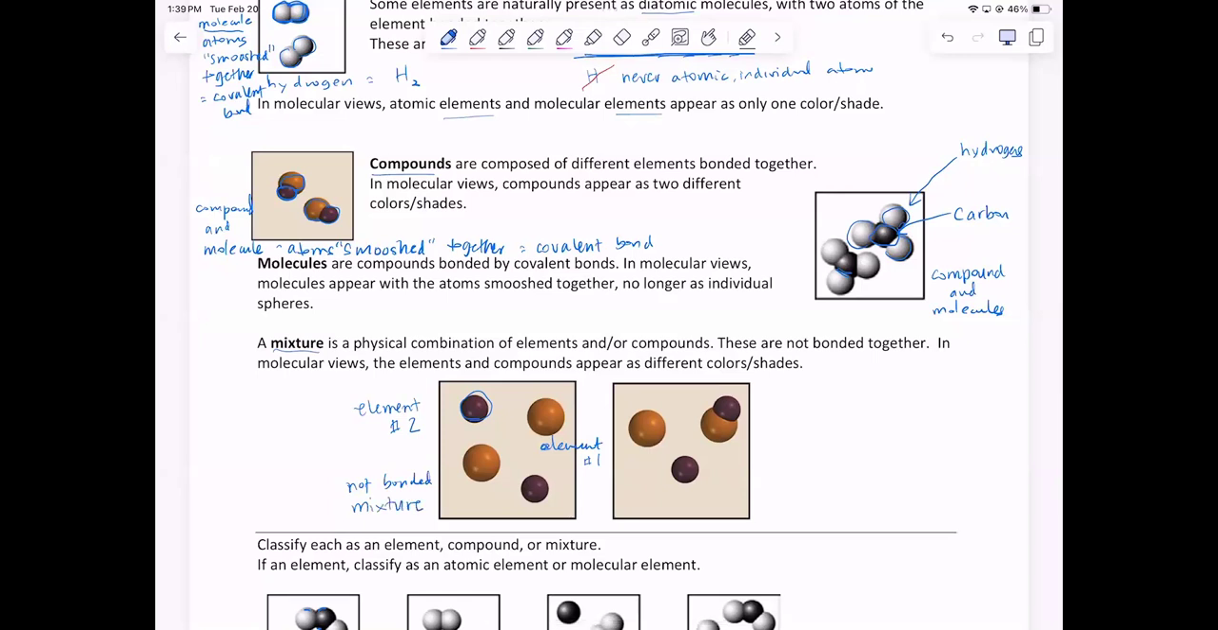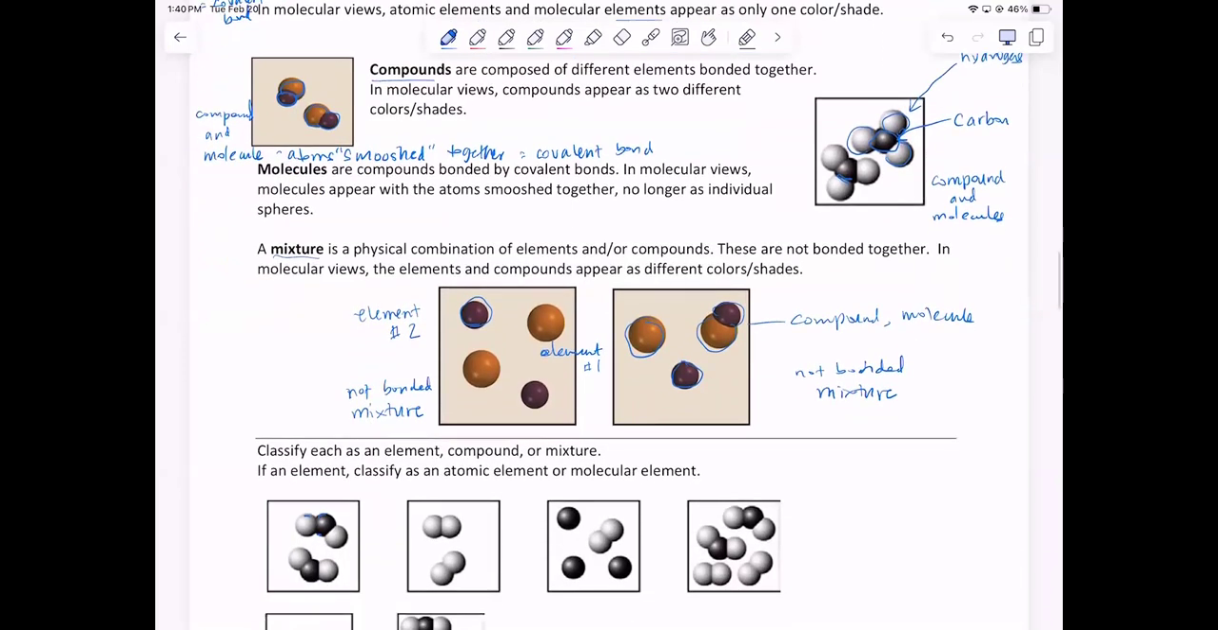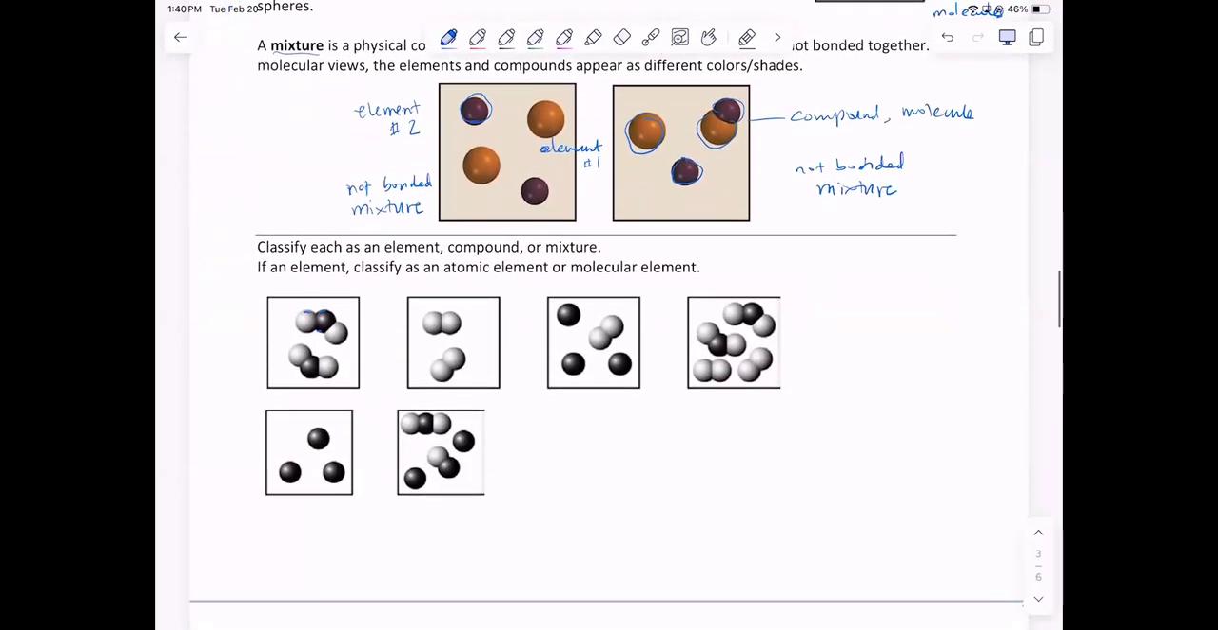Here we've got 3 different things. We've got this element, we've got this different element, and then we also have this compound or molecule. And so all these things are not bonded together. And so this is an example, again, of a mixture. So when you have different things thrown together that are not all bonded together, that's a mixture. Okay, so let's look at these examples here.